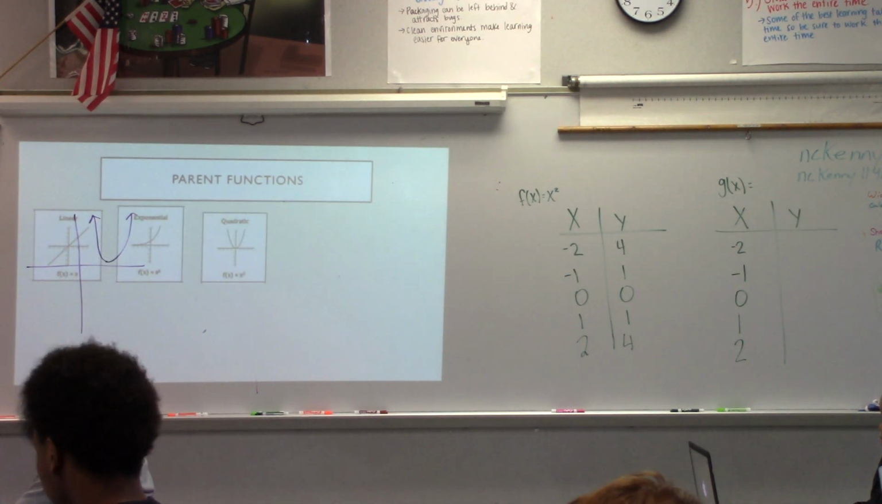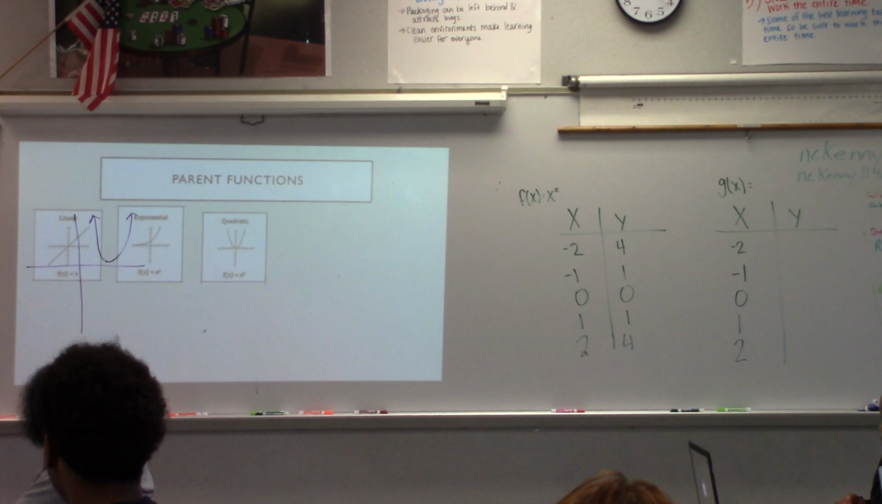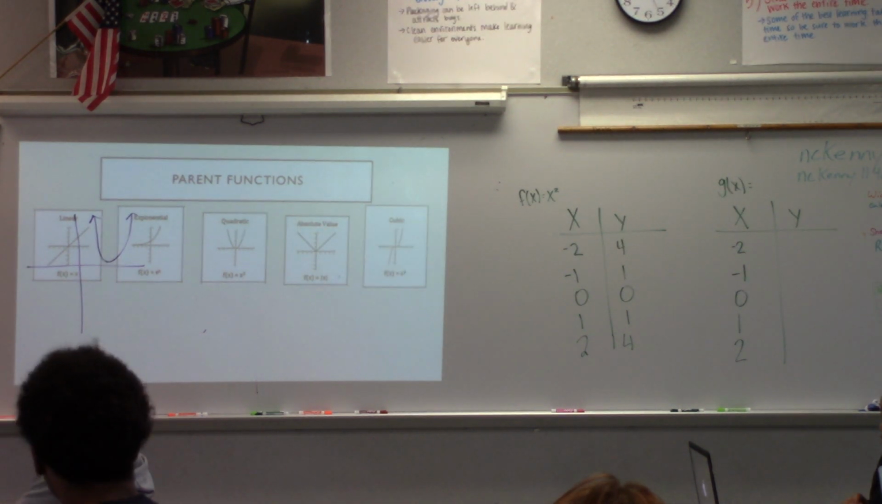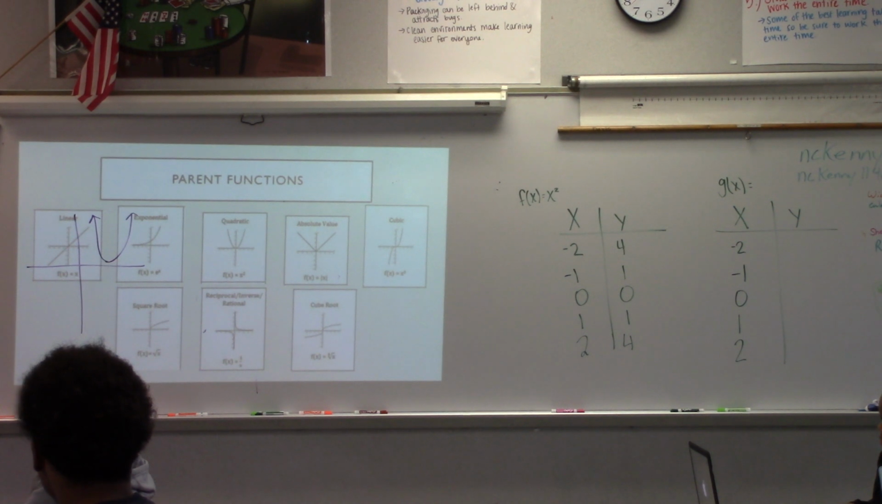Quadratic. Have you seen any other functions in Algebra 1? Think about it: have you seen absolute value functions? Absolute value. Cubic. Think about if we have a quadratic function, then the inverse of that would be the square root function. Most of that is Algebra 1B, not 1A.